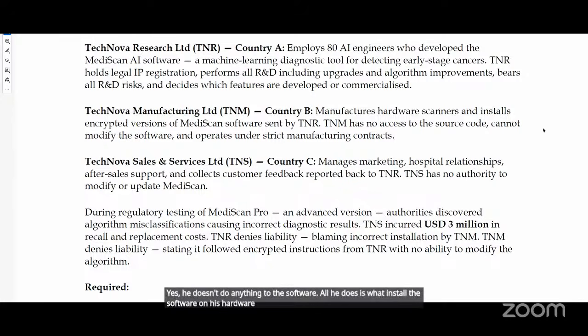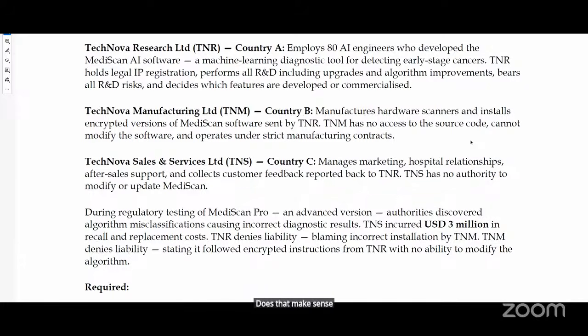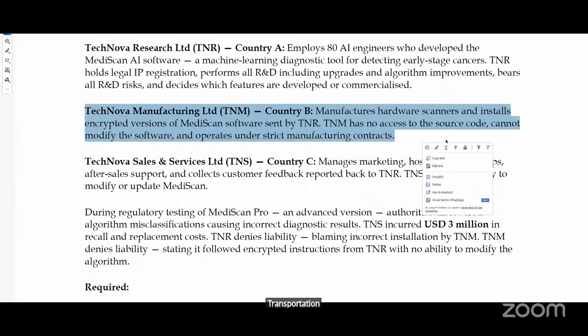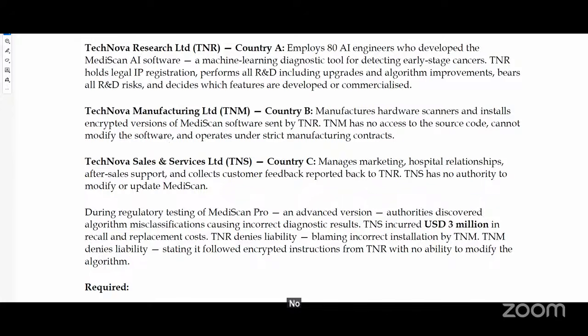He cannot get the source code. He cannot modify the software. He operates under strict manufacturing contracts. Does that make sense? Good. So does he have any of the DEMPI? Protection, maybe. No development, no enhancement, nothing. Protection, exploitation. But does it make sense?